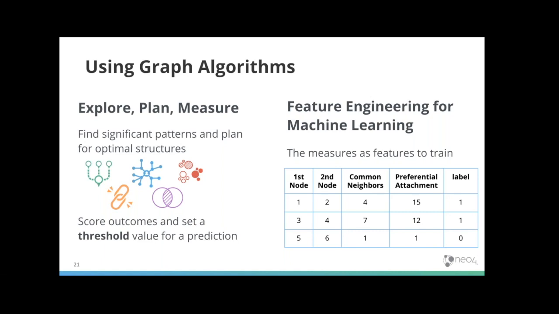In particular, for this talk, for feature engineering for machine learning, what people typically do is they run those algorithms, they get their score or their label, and then they put it into a table, as you can see here, and then they do training on that table. And that's the process that we're going to walk through here.